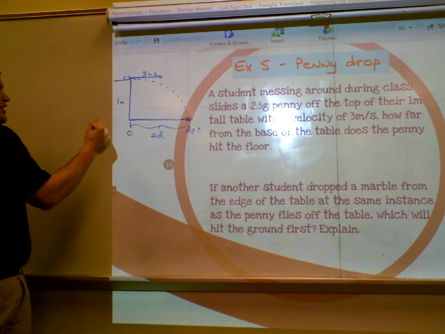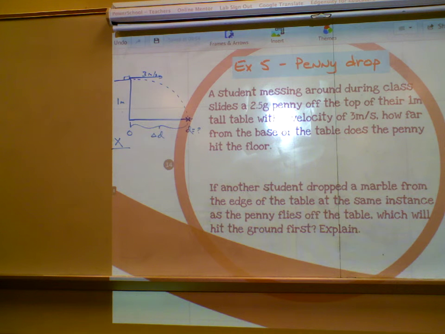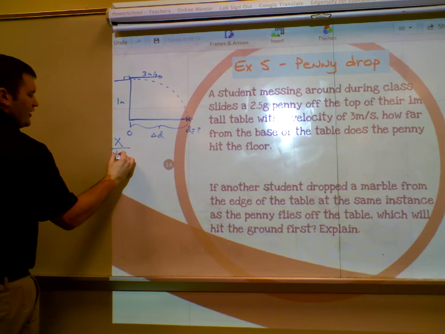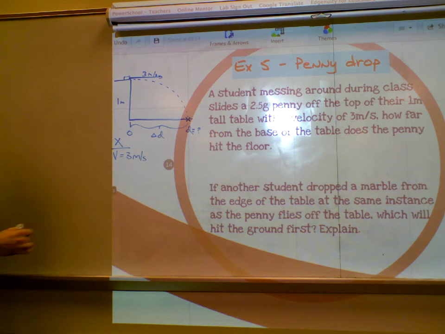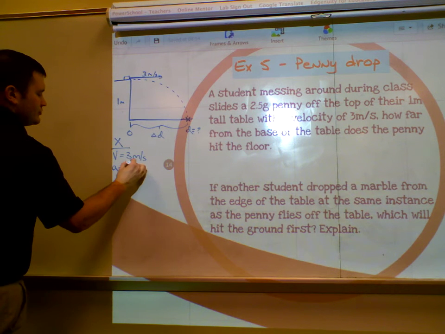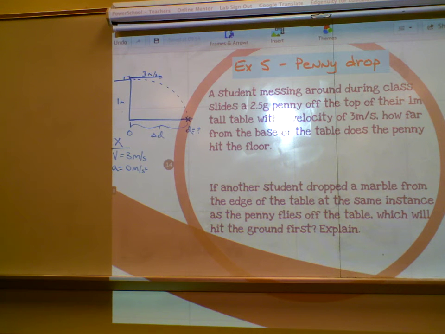So in the x direction, what do we know? Velocity is 3 meters per second. Is that initial, final, or what? It's all of the above, right? Because what's acceleration in the x direction? 0. Right? What else do we know in the x direction?